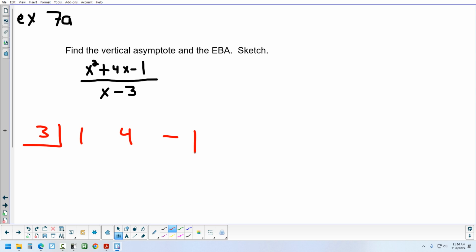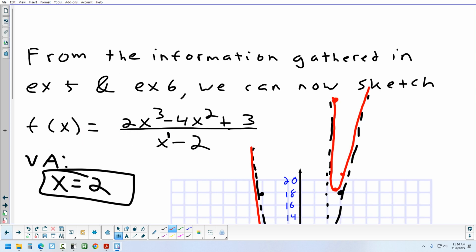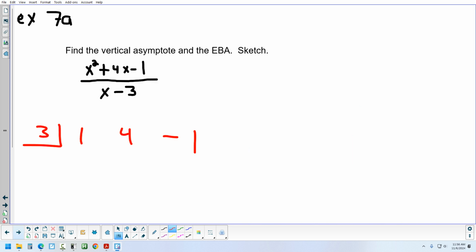What's the degree of the highest exponent, highest term at the top? 2. What's the degree of the bottom? 1. That's a difference of how much? It's a difference of 1. In this one, there was a difference of 2. The bigger the difference, the more complicated the asymptote. This had a difference of 2. It's going to be a more complicated asymptote than a difference of 1. Okay, so let's see what this one looks like.